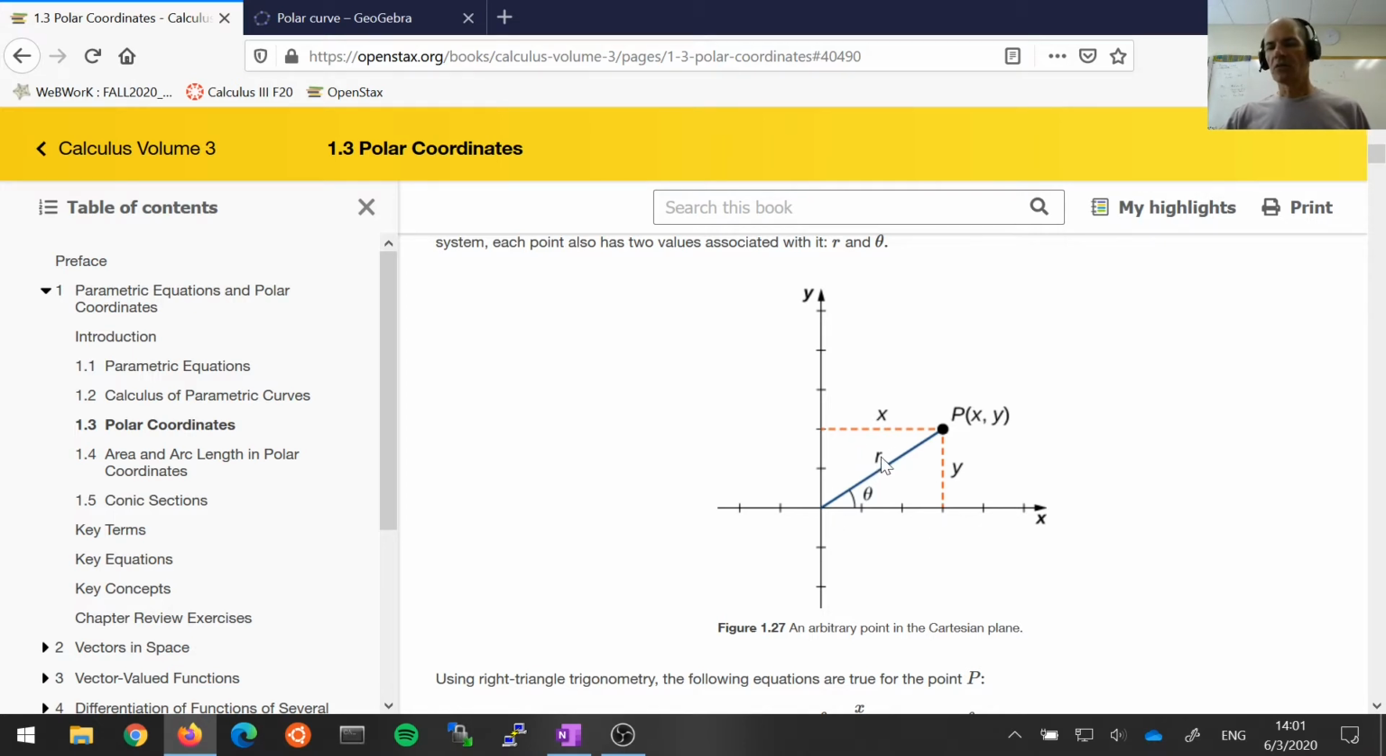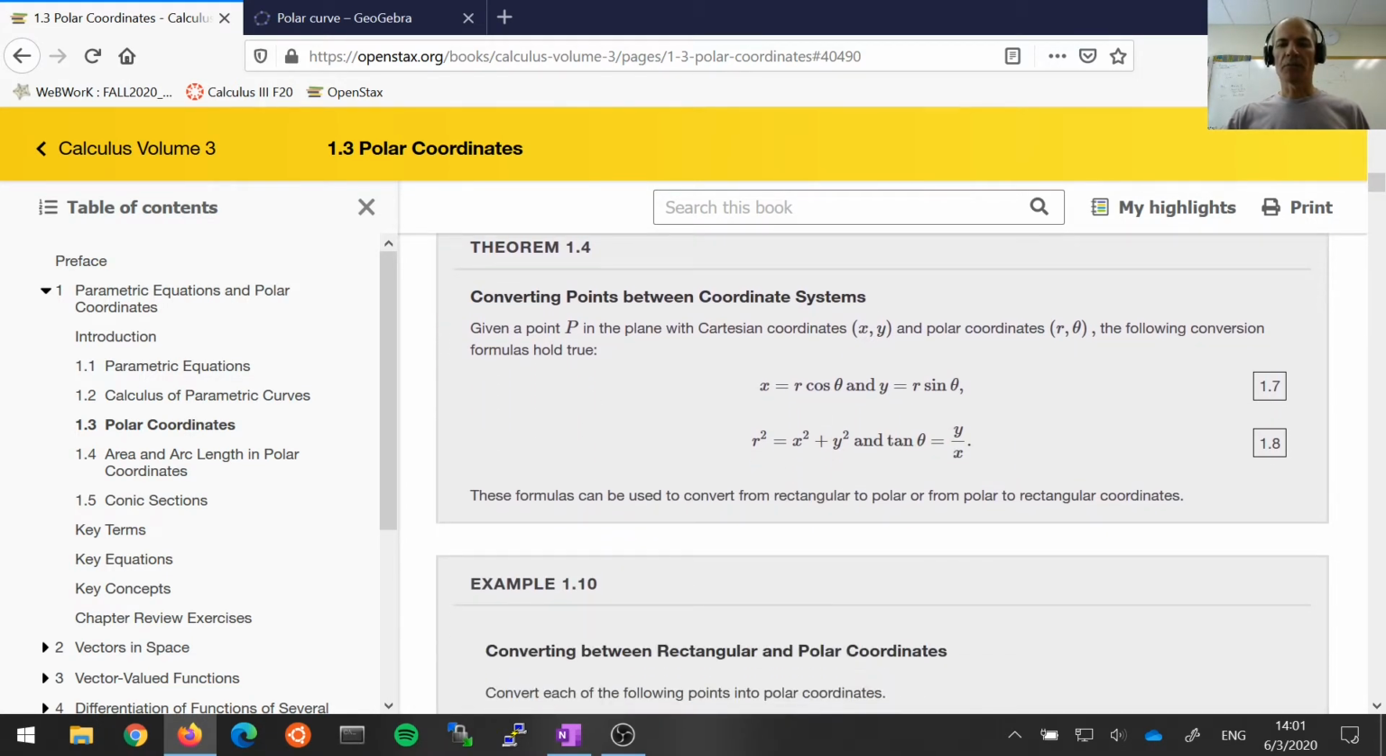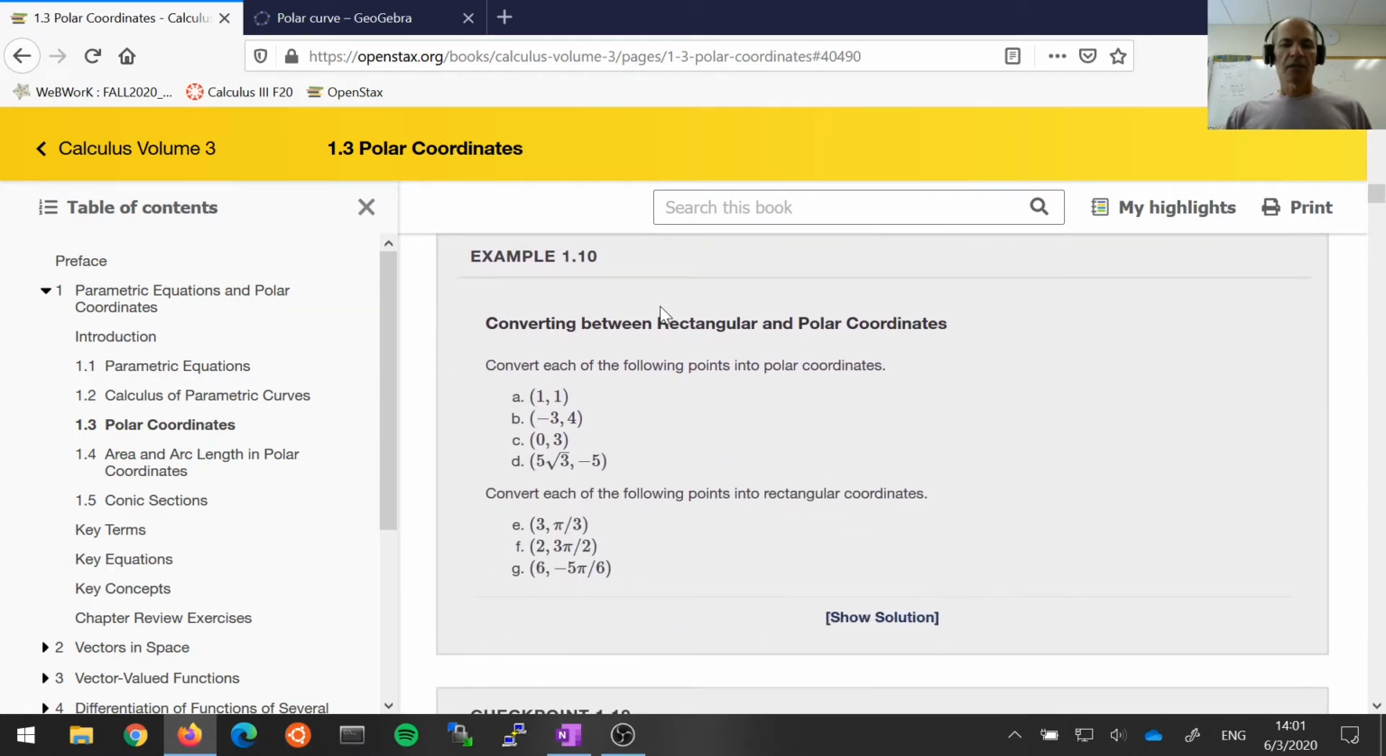In the other direction, if we're given polar coordinates and we want to find Cartesian coordinates, we can again use trigonometry. r cosine theta gives you x, r sine theta gives you y. Those formulas are summarized here in Theorem 1.4. One of the things that we'd like to do is be able to convert back and forth between the two using these formulas or just using our trigonometric intuition.